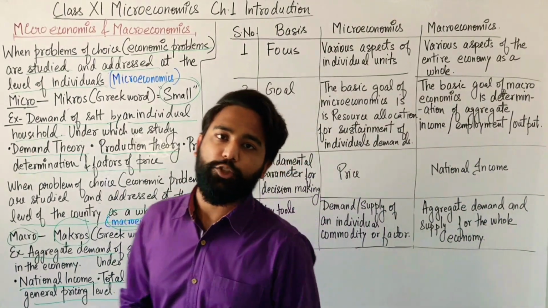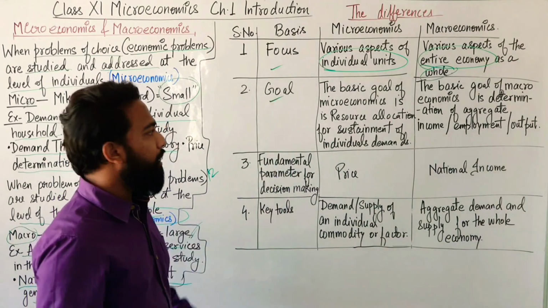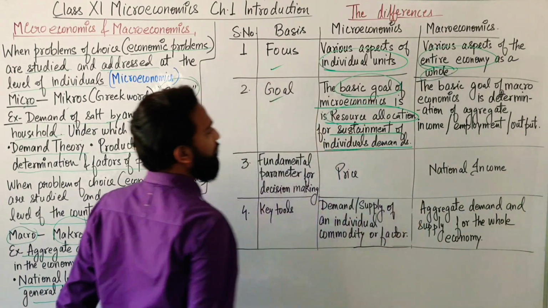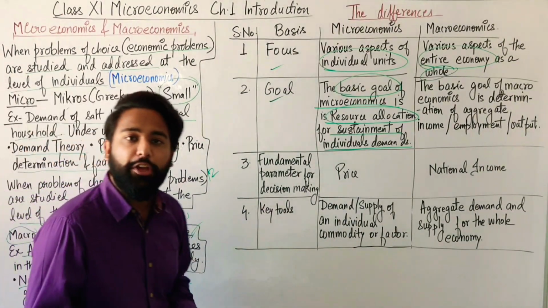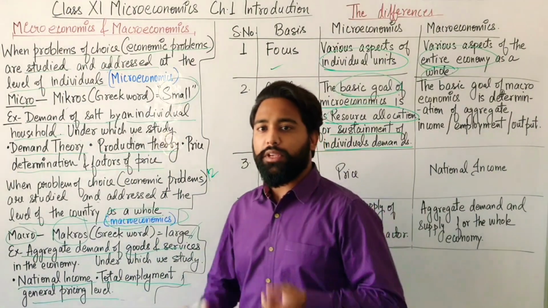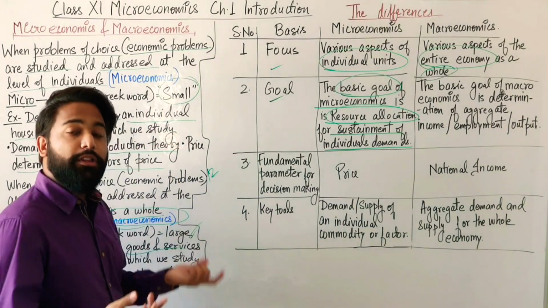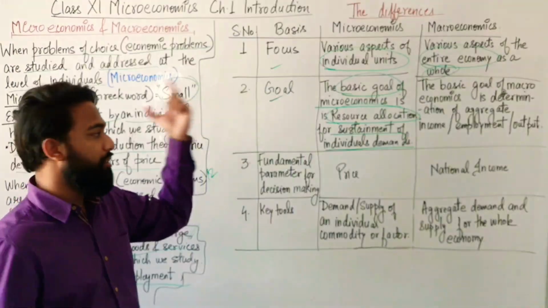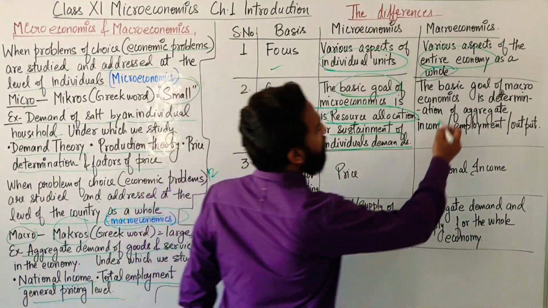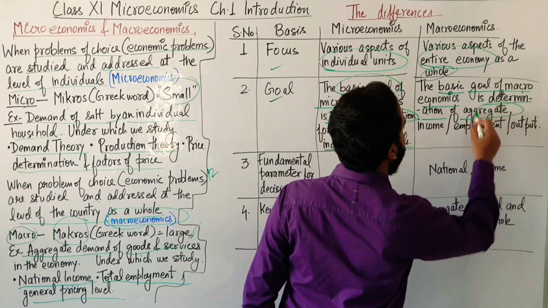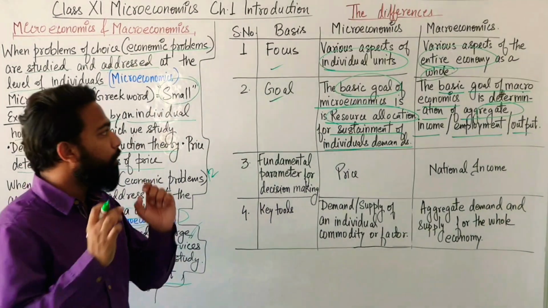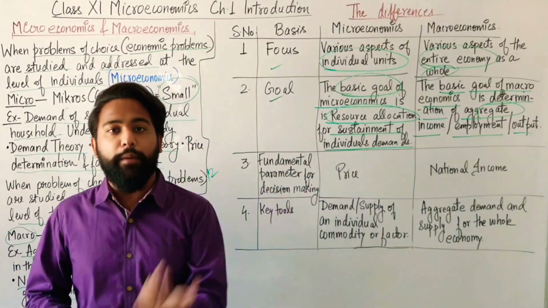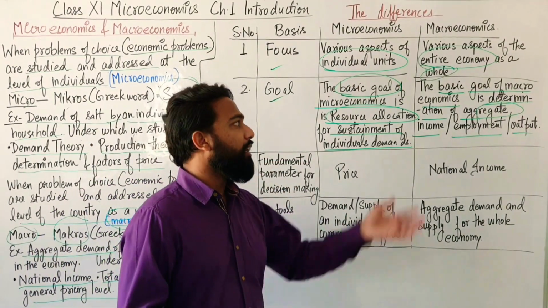Okay. Next, let's come to the next topic. Second basis is goal. The basic goal of microeconomics is resource allocation for sustainment of individual demands. You have studied in the economic problems how to allocate the resources for each individual's demand, how to allocate those resources for the sustainment of individuals. And for macroeconomics, the basic goal is determination of aggregate income, employment or output. The main goal of macroeconomics is to determine the aggregate income of all the sectors, the total employment of all the sectors, and output, the production done by all the sectors. This is the main goal.